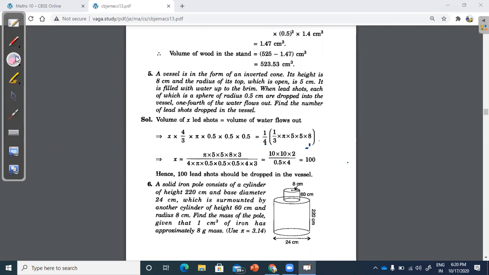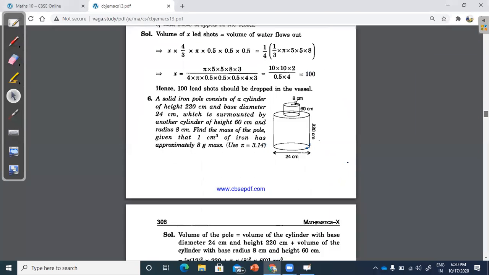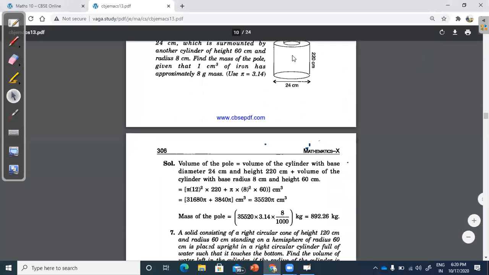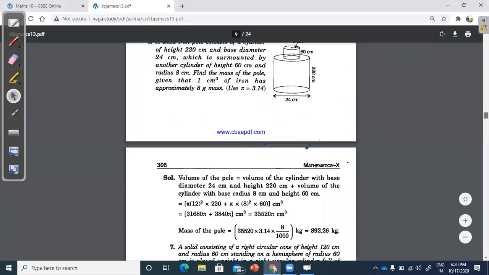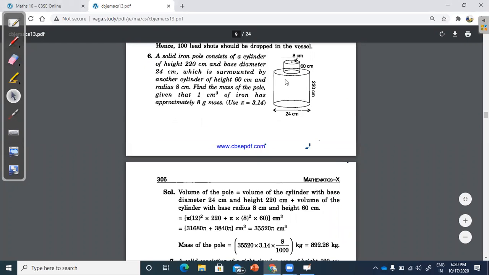Right, so then we move on to question number 6. This is question number 6. This is a solid iron pole consisting of a cylinder of height 220. Okay, the height of this is 220, diameter is 24, that means the radius is 12.